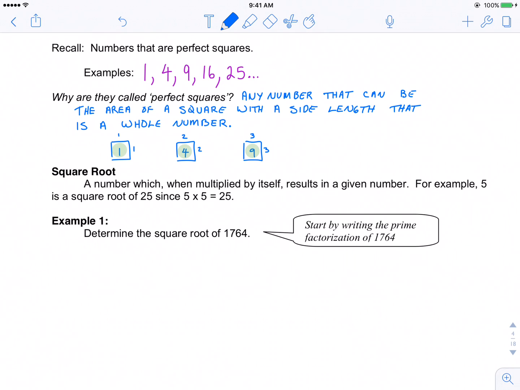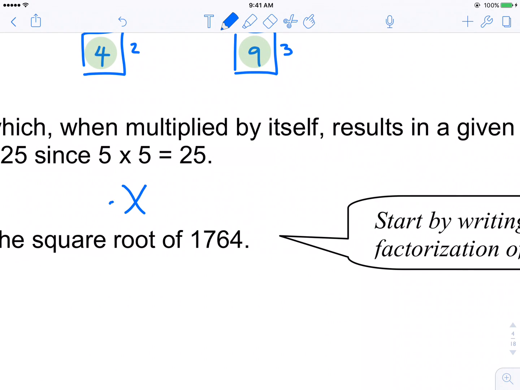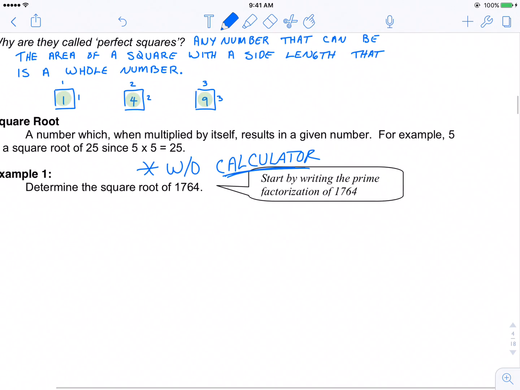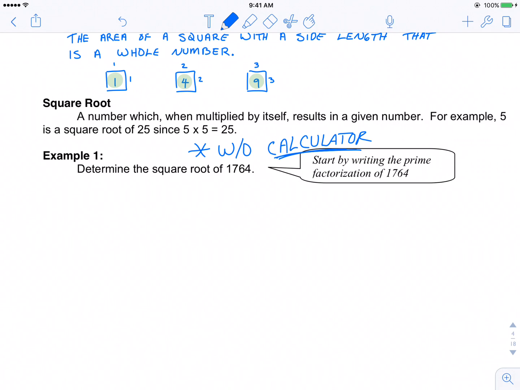Example 1, determine the square root of 1764. Now, these types of questions you should actually be able to do, for the most part, without, W/O means without, your calculator. It used to be in the provincial exam that there actually is a no calculator section. I'm not sure as a department if we have decided yet or not if there's going to be a no calculator portion of the final exam. But for the purposes of some of these questions through quizzes, I'm definitely going to make you try some of these without a calculator.